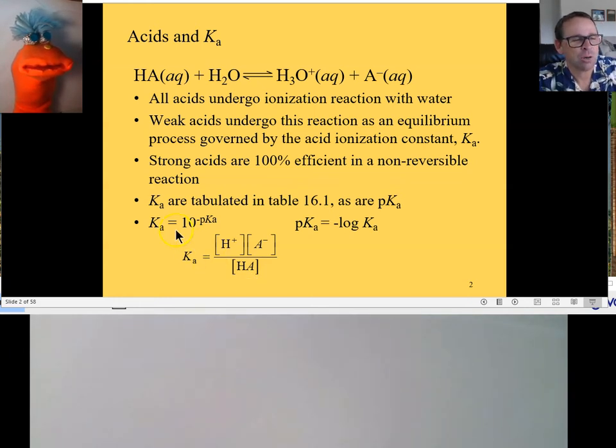All right? So don't get confused by Ka, Kw, Kp, or whatever. All right? Just always remember that that is an equilibrium expression. Therefore, it's always the mass action expression. Products over reactants. All right.